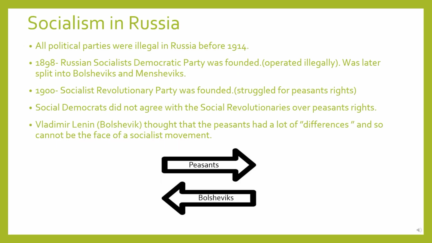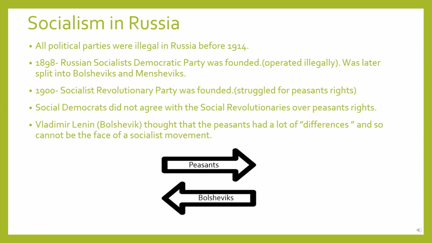We've spoken about the different groups in Russia. Now we come to the very interesting part of the chapter. Here we talk about how socialism came in Russia and the revolts that followed. All political parties were illegal in Russia before 1914. In 1898, the Russian Socialist Democratic Party was formed. Which party? Russian Socialist Democratic Party. This party later got divided into Bolsheviks and the Mensheviks due to differences in ideologies, but we'll talk about it in the next slide.